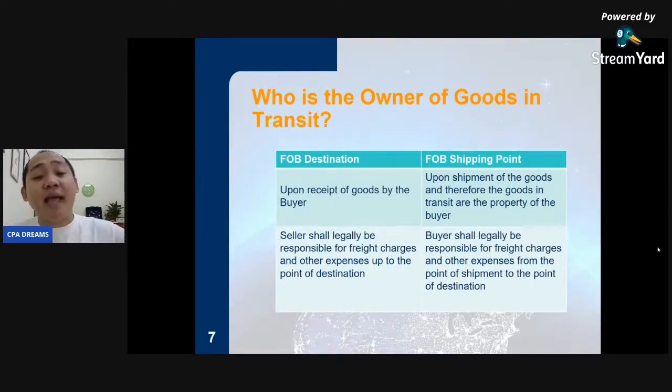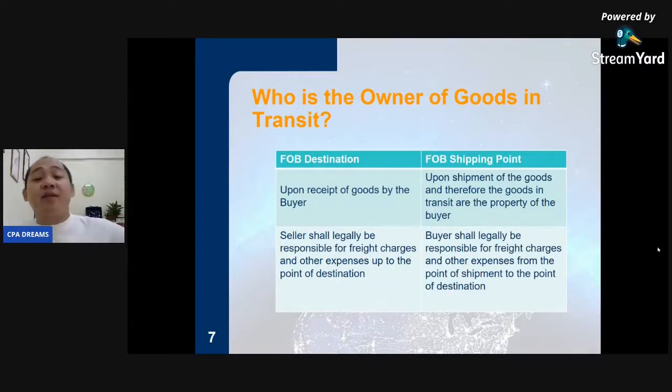Okay, pag sinabing FOB destination, ibig sabihin upon receipt of goods by the buyer. Pag sinabing ganon, ibig sabihin pagka in transit yan, seller is the owner pa rin. Okay? And seller, siya yung legally responsible sa freight charges and other expenses up to the point of destination.